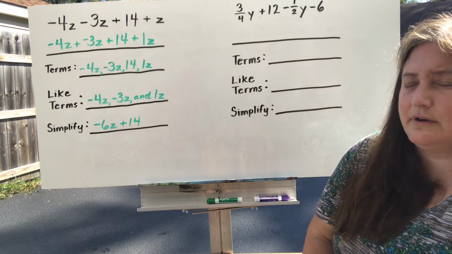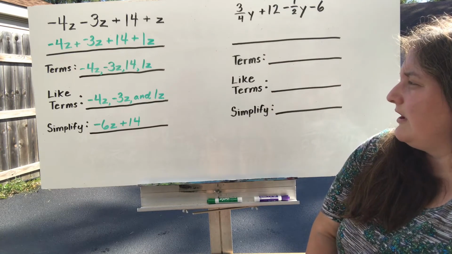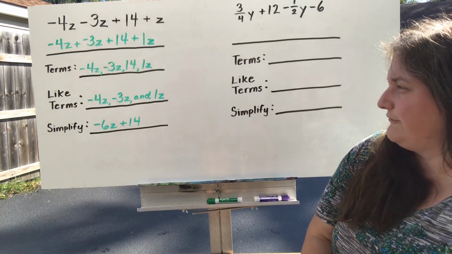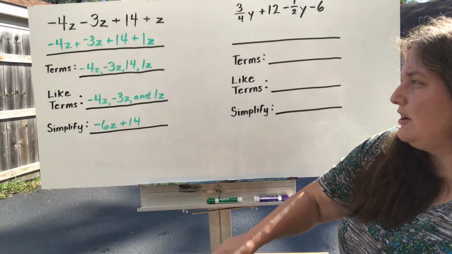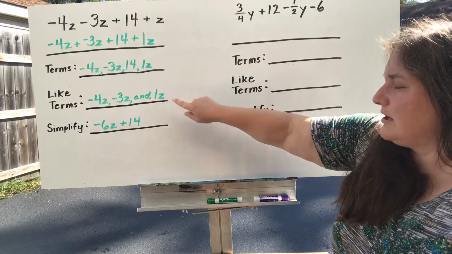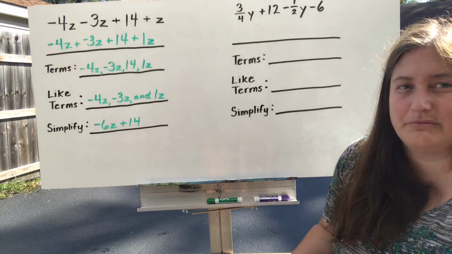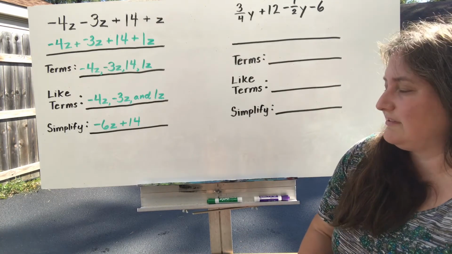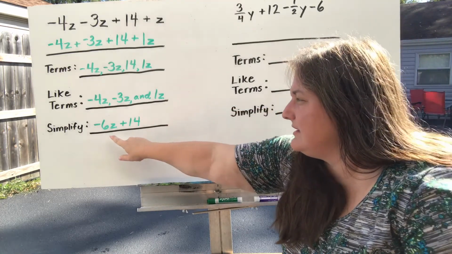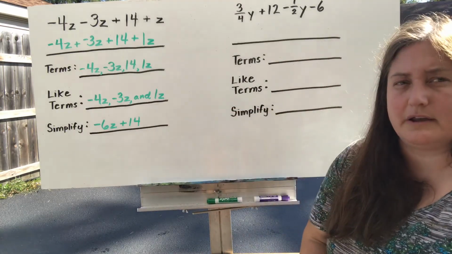So I've got a couple of like terms. Everything with the z's goes together here: negative 4z, negative 3z, and 1z. Notice 14 isn't listed in the like term row here because 14 doesn't have another term that it's alike with. It's just on its own. So I'm going to combine all these and I get negative 6z plus my lone 14.